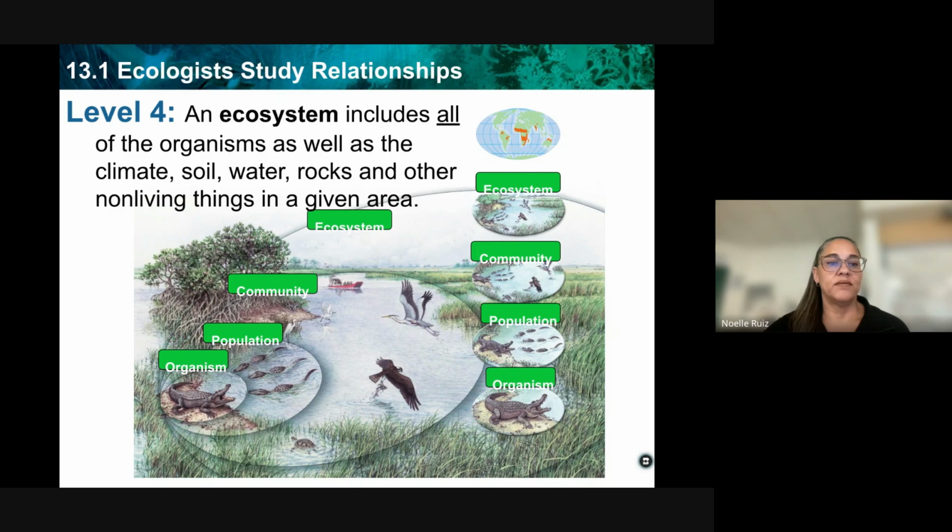Level 4, circle gets a little bit bigger. An ecosystem includes all of the organisms as well as all of the non-living things that these organisms need to survive. The climate, soil, water, rocks, sunlight, oxygen, carbon dioxide, nitrogen. The ecosystem includes all of that.